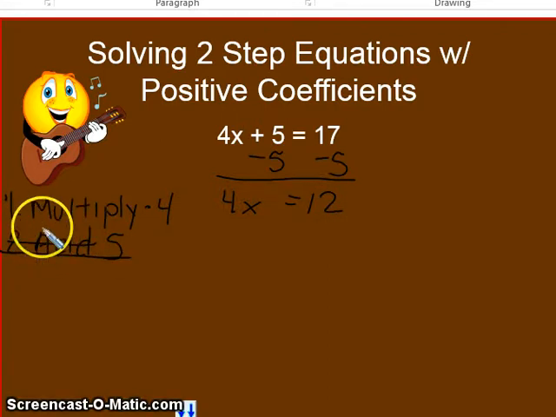So I've taken care of undoing that last step. Now I move up to the next to last step, multiply by 4. And I'm going to do the opposite of that. So I'm going to divide by 4.